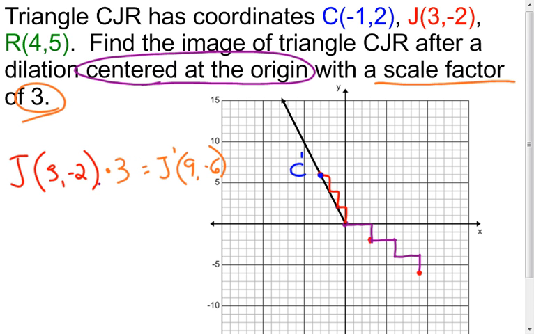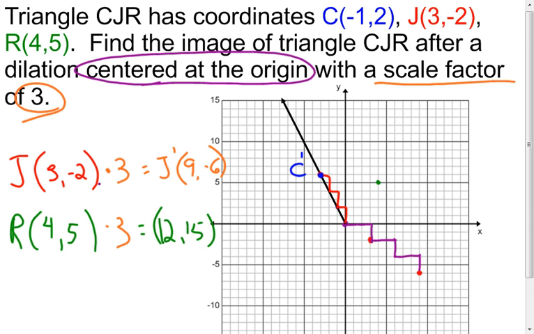So now you can take your pick on how you want to figure out where point R is, or R prime, I should say, because R is at 4, 5. I think I'm going to go with a little multiplication. R is at 4, 5. If I multiply that by the scale factor, which is 3, I'm going to end up at 12, 15 for my R prime. So 12, 15 is going to be right here. R prime. This would have been R. I should have labeled these. This was J, and this would be J prime.